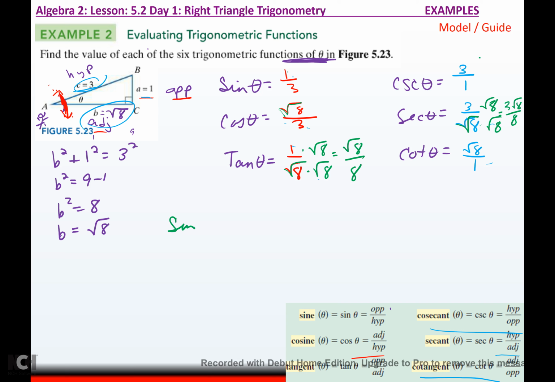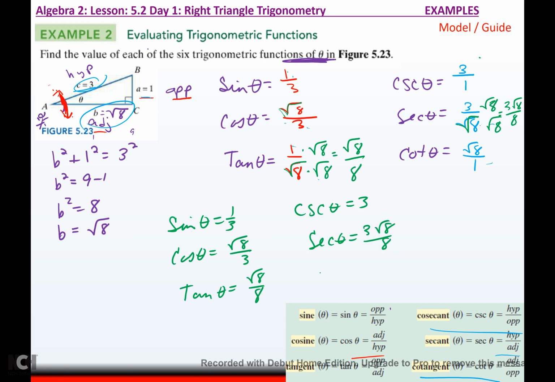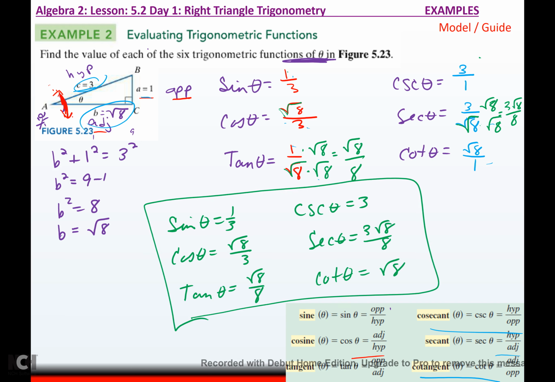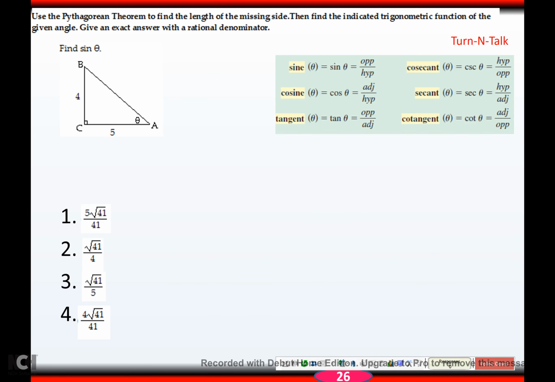So sine theta is 1/3. Cosine theta is the square root of 8 over 3. Tan theta is the square root of 8 over 8. Cosecant theta is 3. Secant theta is 3 square roots of 8 over 8, and cotangent theta is just the square root of 8. There's all 6 trig functions for this angle. Okay? Alright, so you try this one, hit pause, come back when you're ready.